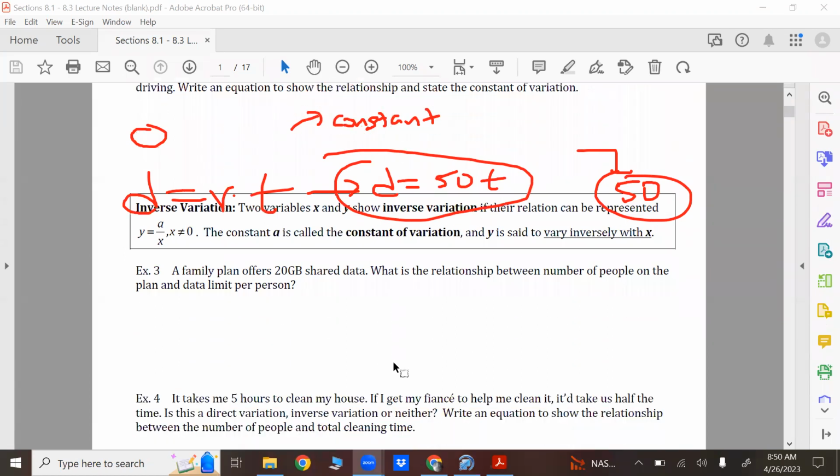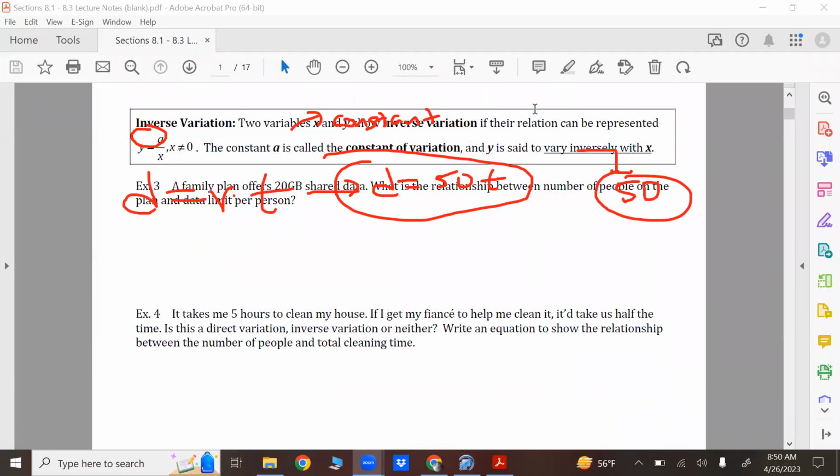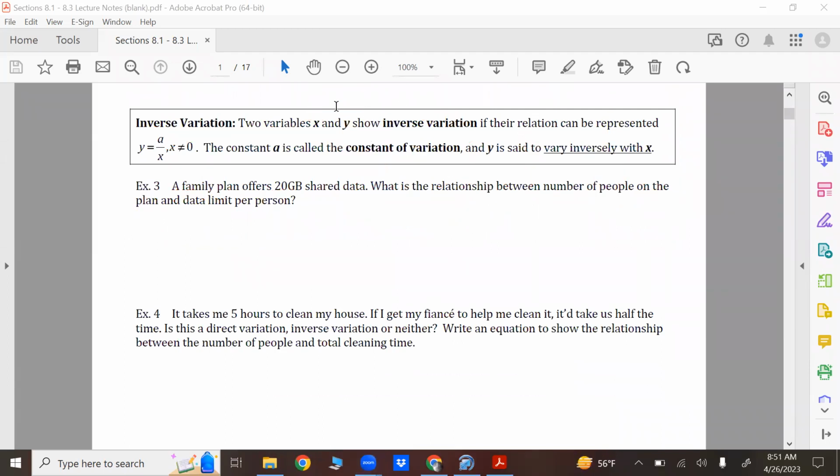All right, let's move on to inverse variation. Okay, inverse variation, as you can tell from the name, sounds like it's the opposite. So it's basically when, and I'm going to use K instead of A, I just like using K. So the formula is y equals K over X, and K is still the constant of variation. What this means is that when X goes up, Y goes down, but in a proportional manner.